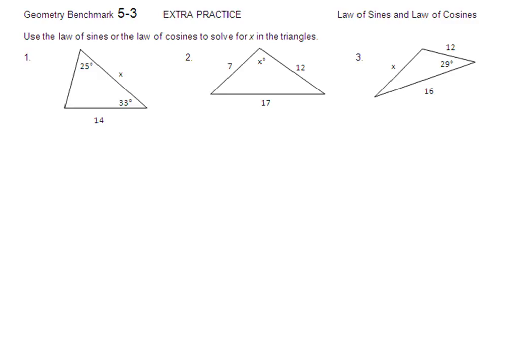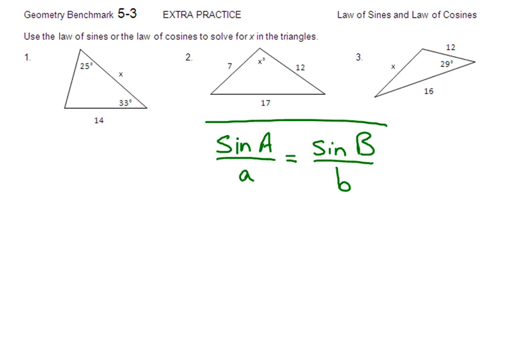All right, geometry benchmark 5.3. We're going to work with the law of sines and the law of cosines. You might want to write these formulas down if you don't know them. The law of sines is the sine of an angle, I'll just say A, over the side opposite equals the sine of another angle in the triangle over the side opposite that. We're going to use that for the first problem.